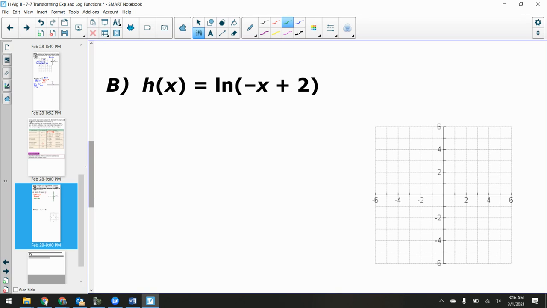I should. Now, it's got this funky thing with a negative on the inside. So I see two things. I see a reflection over the y-axis, and I see a left 2. And I'm actually going to write it in that order.